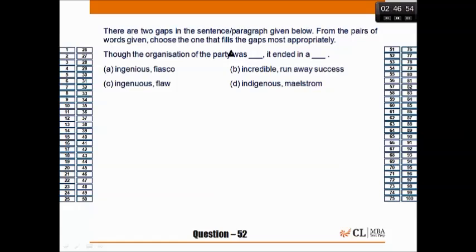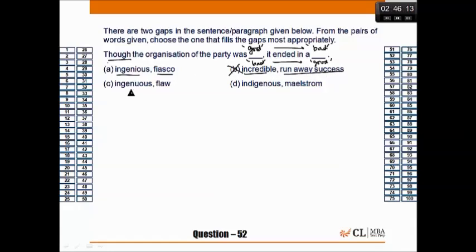There are two gaps in the sentence. Again, fill in the blanks. Though the organization of the party was blank, it ended in a blank. So though, okay, what does it tell me? That means if the organization was good, it would have ended in something bad, or if the organization was bad, it probably would have ended in a good. So what we are looking for is some sort of a contrast. Ingenious, fiasco. Though the organization of the party was ingenious, ingenious is something that is good, fiasco bad. This sounds okay. Incredible and runaway success. This is good, good. We need a good bad or a bad good.